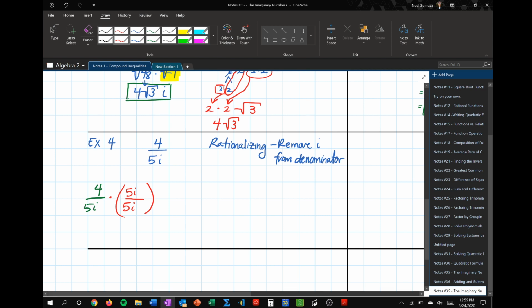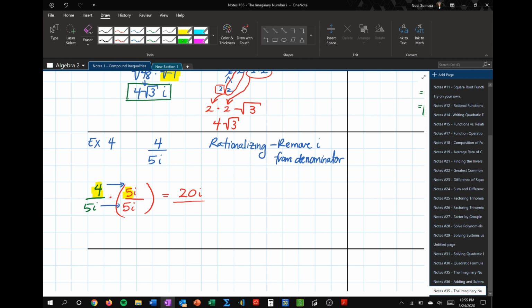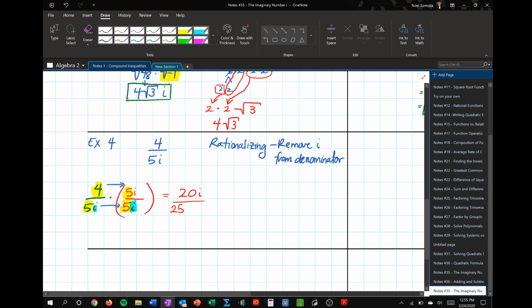Now the process is just multiply straight across. You're multiplying a fraction with a fraction, so go top with top, bottom with bottom. Top with top, here you have 4 times 5i. Remember, you're allowed to still multiply these whole numbers together. So that's going to give you 20i. Now the denominator, what's going to happen there? Well, I have 5i times 5i. Remember, you can multiply the whole numbers together, so 5 times 5 will give you 25. And then you can also multiply the i times the i. Remember that this is going to give you i to the power of 2.